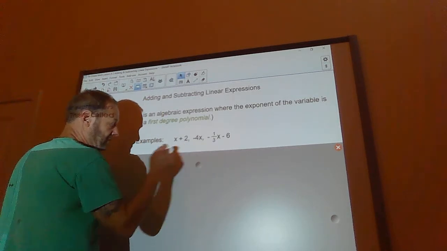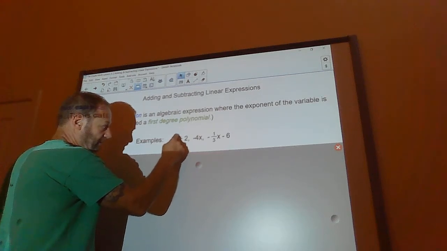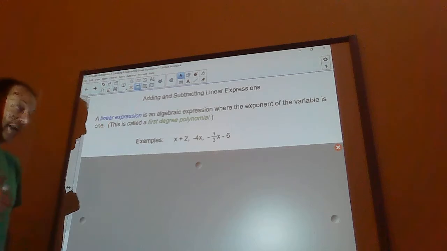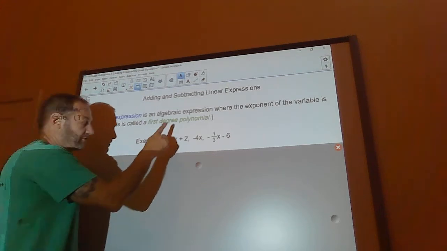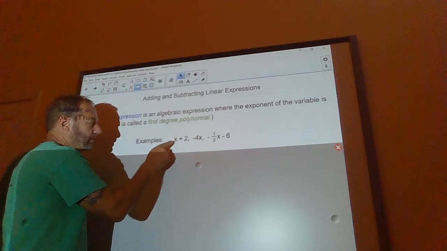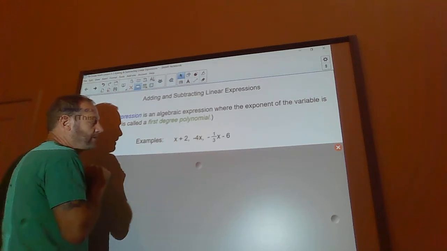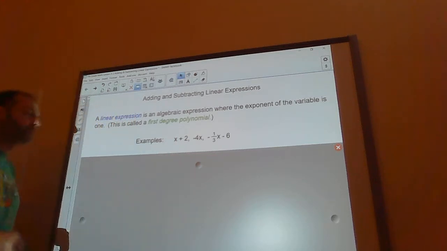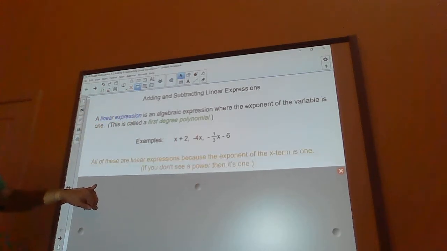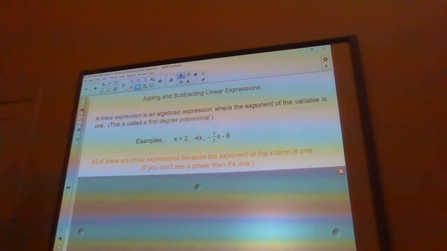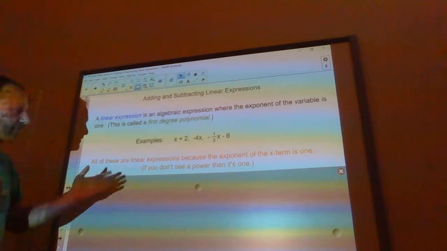Each one of these three expressions doesn't show an exponent, which means it's a 1 automatically. We don't write x to the first power because that's just x. Okay, so anytime my biggest power is 1, this is a line. It's a linear expression that way. So that's what linear means, it means it's a line. All these are linear expressions because the exponent of the x term is 1. If you don't see a power, then it's 1.